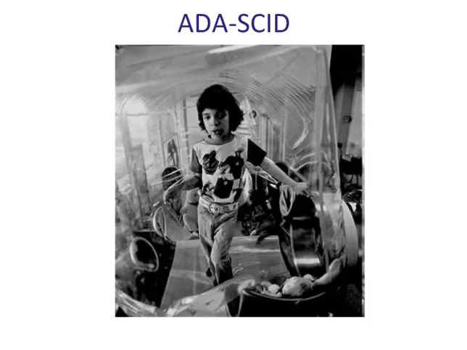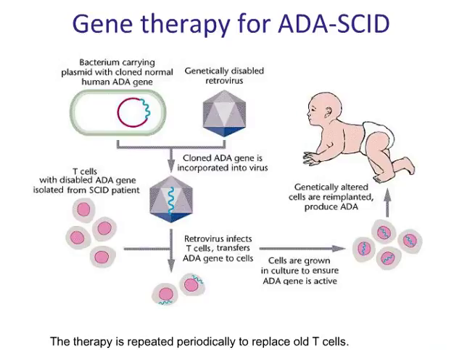Adenosine deaminase severe combined immunodeficiency was the first genetic disease cured by gene therapy. Remember from purine nucleotide lectures that deficiency of adenosine deaminase leads to an abnormal accumulation of purine metabolites, most notably deoxyadenosine, that is toxic to T and B lymphocytes. Therefore, these individuals do not develop a functional immune system. So they, like the boy in this picture, have to survive in a sterile environment.